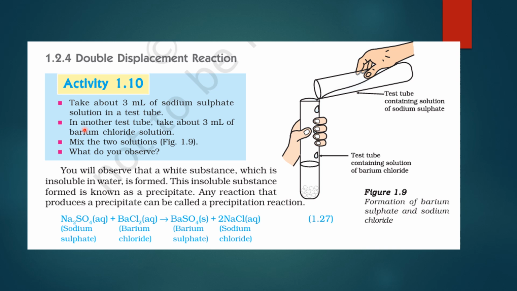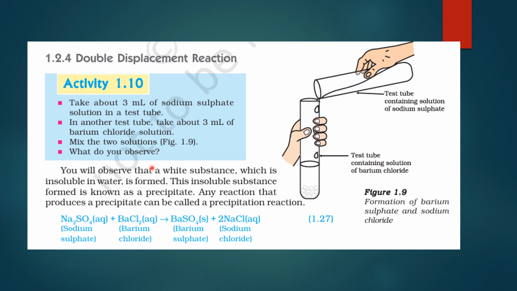So what we are doing, we are taking about 3 ml of sodium sulfate solution in a test tube. Okay, एक test tube में आपने 3 ml sodium sulfate लिया है. This is a test tube representing this. In another test tube, we are taking 3 ml of barium chloride solution. तो इसमें हमने barium chloride लिया है. Now we are mixing the two solutions. तो आप एक ही test tube में इसको mix कर दो, right?